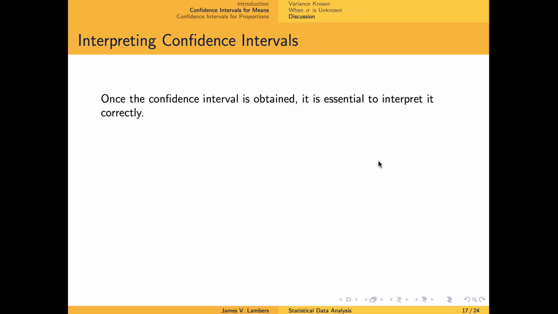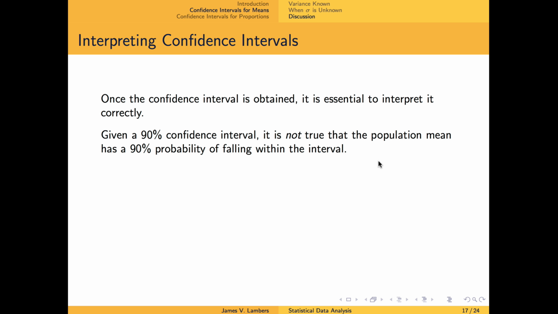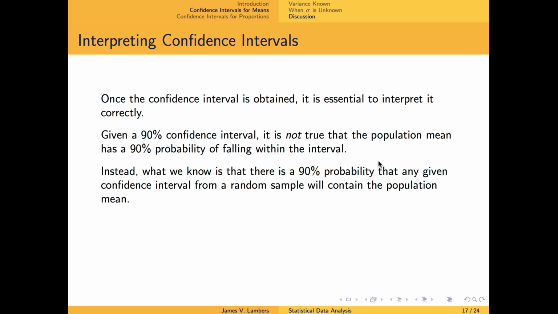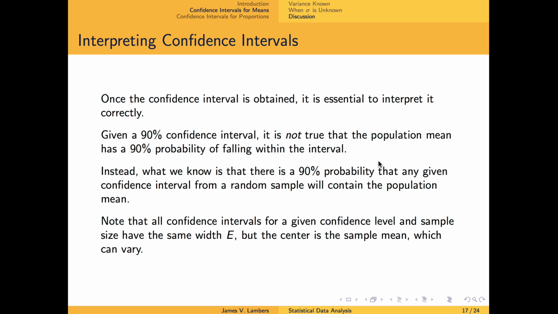Now that we know how to construct confidence intervals for the mean, it is essential to interpret them properly. It is a common misconception that if we have a 90% confidence interval obtained from a single sample, then there is a 90% probability that the true population mean falls within this interval, but that is not the case. Rather, what we know is that there's a 90% probability that any given confidence interval we obtain from a sample will contain the population mean. In other words, a confidence interval based on a single sample doesn't tell us very much, but if we have confidence intervals obtained from several samples, then we get a clearer picture.